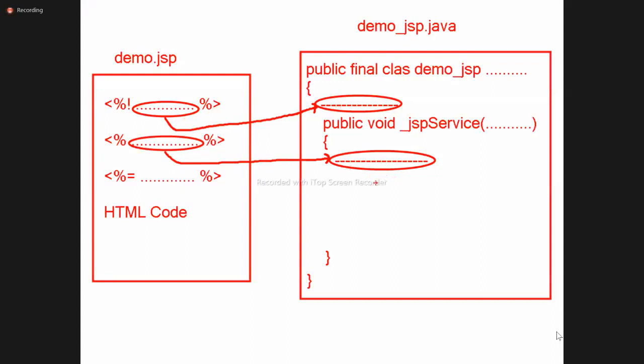Suppose I want to write a class variable. Where should we write it? Inside the service or outside the service? Outside the service. That means which element is required? Declaration is required. You just need to write here static int x equal to 0, then it comes here. That's the class variable. So for writing an instance variable, which element is required? Declaration. For writing a class variable, which element is required? Declaration. For writing a local variable, scriptlet. Like that you have to select.